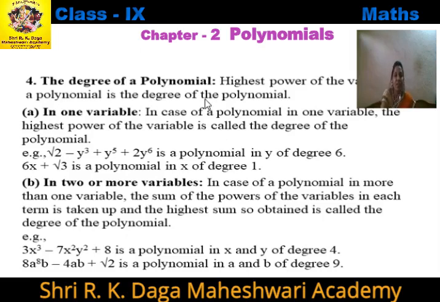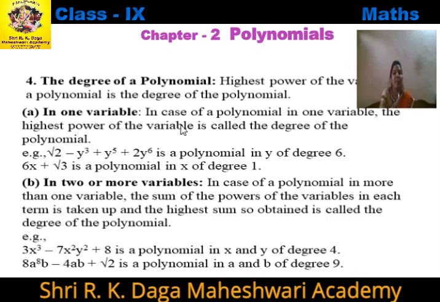The degree of a polynomial. The highest power of the variable of a polynomial is called the degree of the polynomial. For example, if a polynomial has the highest power 3, then the degree of the polynomial is 3.